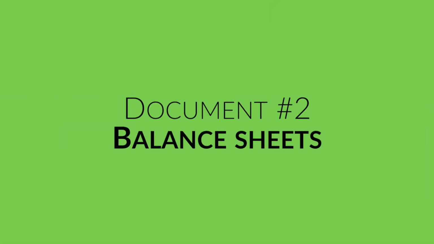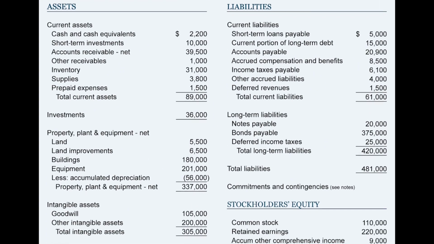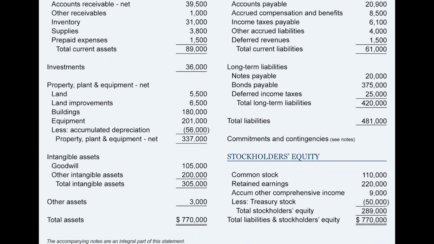Document number 2. Balance sheet. A balance sheet is a balance of your company's finances. Assets are anything of monetary value owned by the business. Liabilities are company debts. Net worth is capital, the worth of your equity as owner. A positive net worth means assets outweigh liabilities. A negative net worth means liabilities outweigh assets.